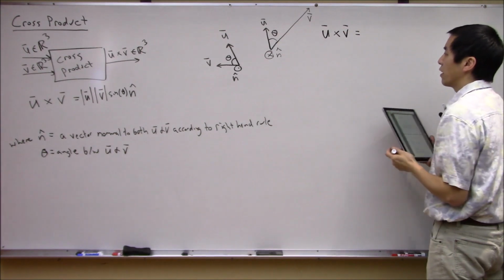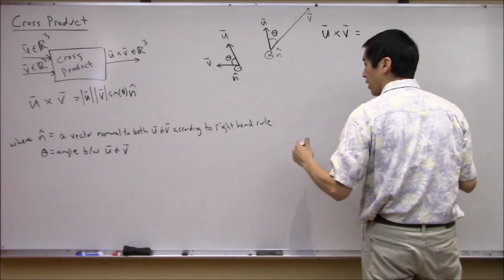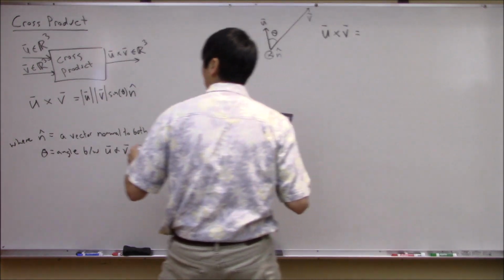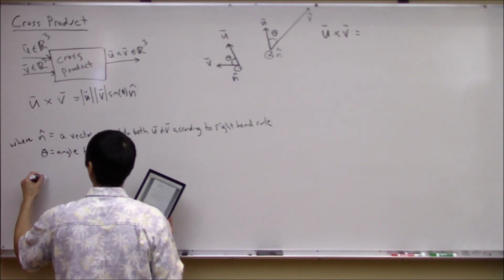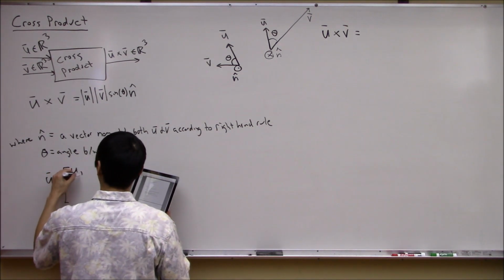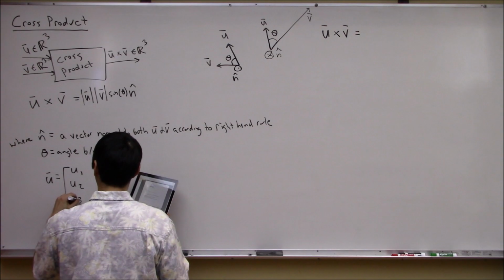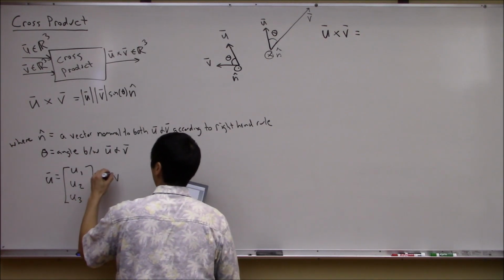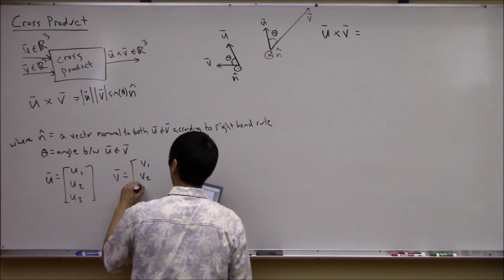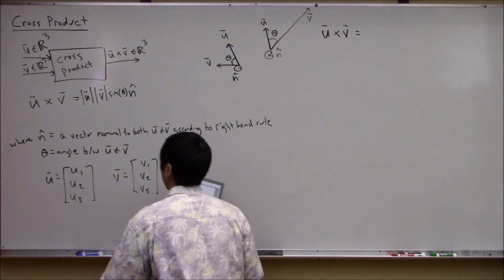Maybe we should write this out. In this case, u and v are two separate three-dimensional vectors. So let's say that u is a vector which has components u1, u2, and u3, right? And same thing, v is a three-dimensional vector which has components v1, v2, and v3, okay?